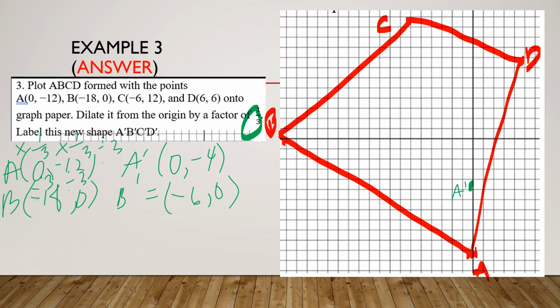So to the left 6, 1, 2, 3, 4, 5, 6, down 0. So that's going to be our B prime.